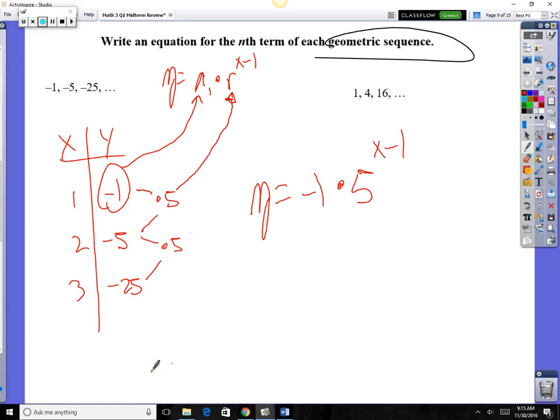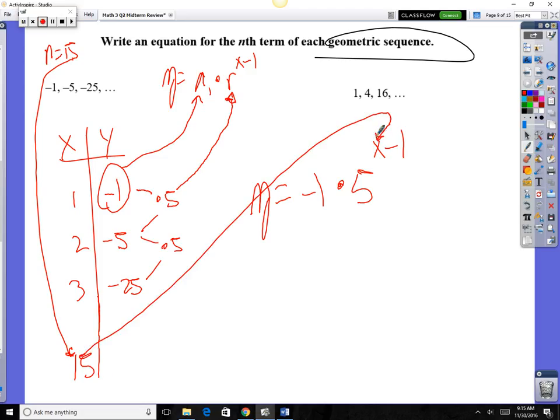And that's it. So if you wanted to find like the 15th x, so that'd be like n is 15. They want you to find the 15th. So come down here, 15th. You're going to plug 15 in right there. Minus 1. So you're going to do 5 to the 14th times the negative 1.